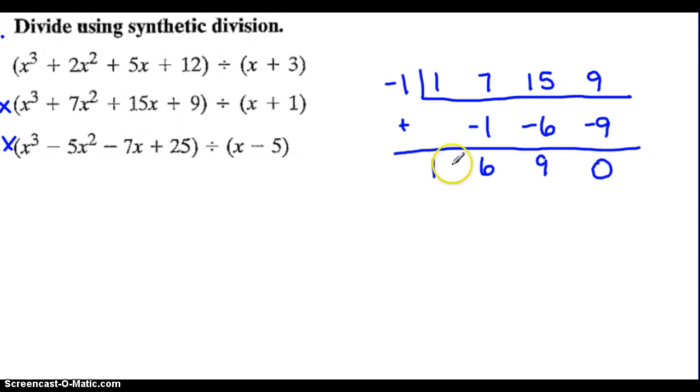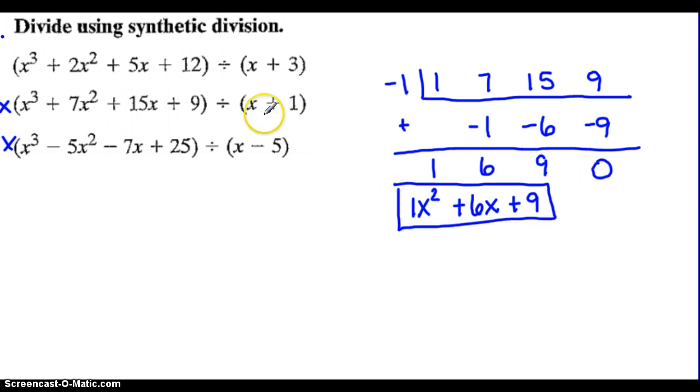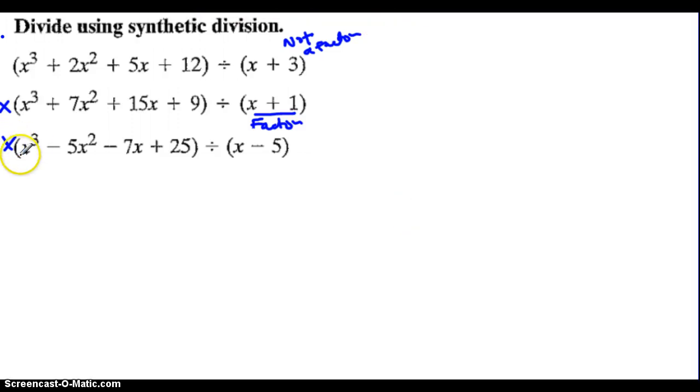Now what this turns out to be, again, started with x cubed. So this is 1x squared, one less, plus 6x plus 9, and now my remainder is 0. What that tells me is this is a factor of the polynomial, whereas the last one, because we had a remainder of negative 12, is not a factor. Okay, so that's just another example of using synthetic division. I'm going to do one more.